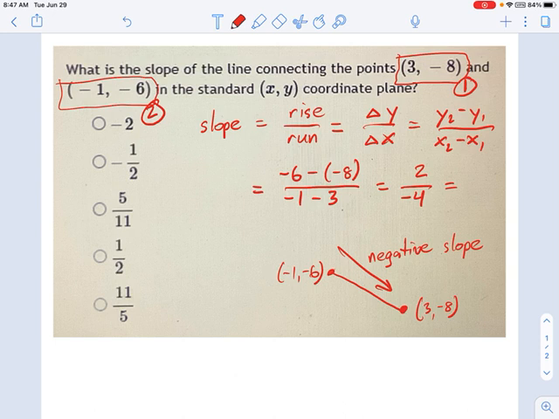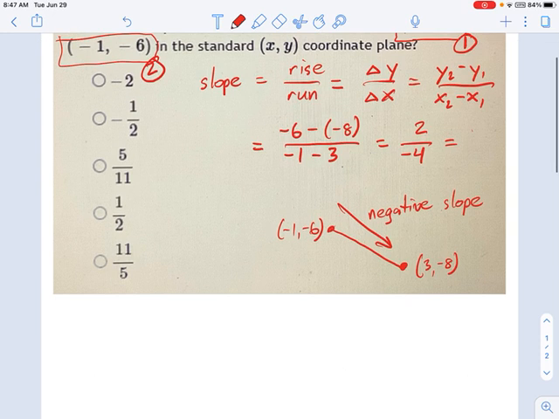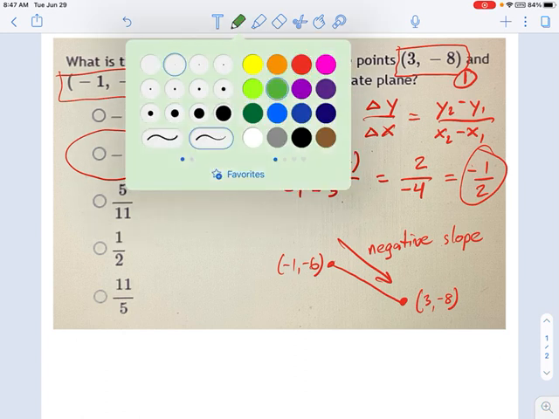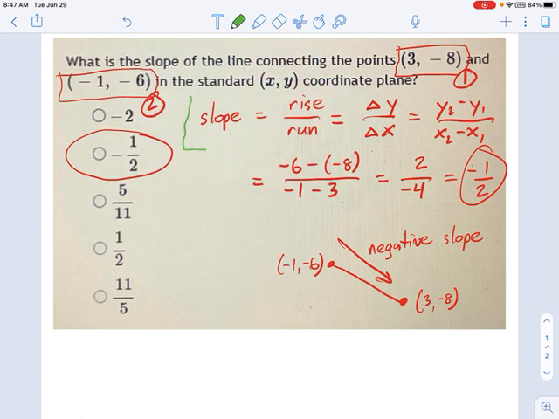So 2 over -4, that's basically, come here, graph. That's just -1/2. Okay, that's my slope. And you see that in your list right here. So the important thing in this problem is knowing when they say what's the slope, you should know how to calculate what slope is. It's rise over run.